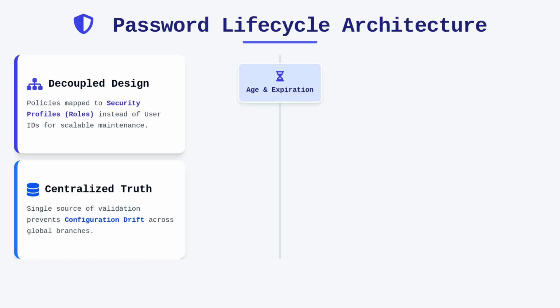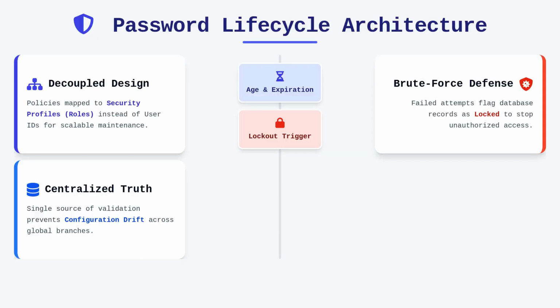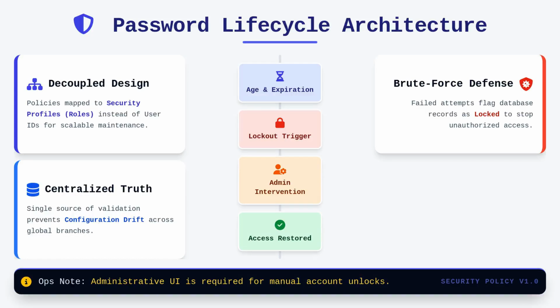We also have to consider the lockout mechanism, which is an essential defense against brute force attacks. When a user exceeds the maximum allowed attempts, the system flags the record in the database as locked, which then requires administrative intervention to reset. This workflow prevents unauthorized access, but introduces an operational overhead that the system administrator must manage through the relevant UI screens.